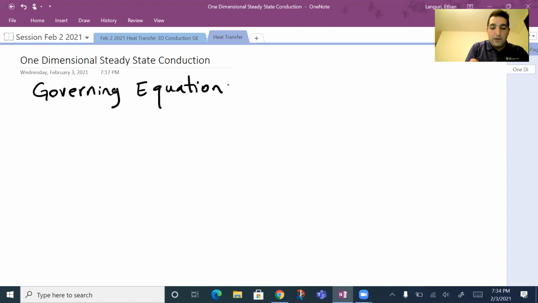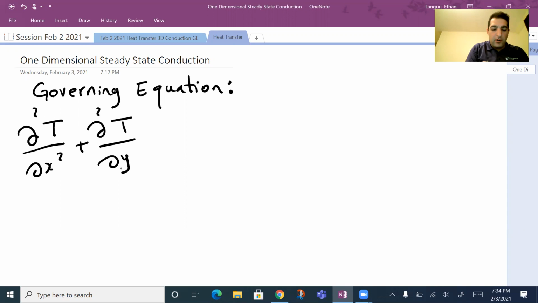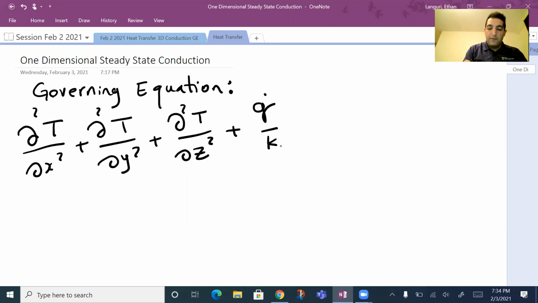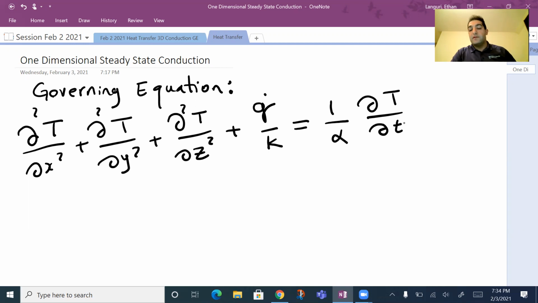for conduction heat transfer: the second derivative of temperature with respect to x plus the second derivative of temperature with respect to y plus ∂²T/∂z² plus q dot over k, which represents the heat generation term inside the volume, equal to 1 over alpha, which is thermal diffusivity, times ∂T/∂τ, or ∂T/∂t, which is time. They're the same. So this is the overall governing equation for heat transfer.